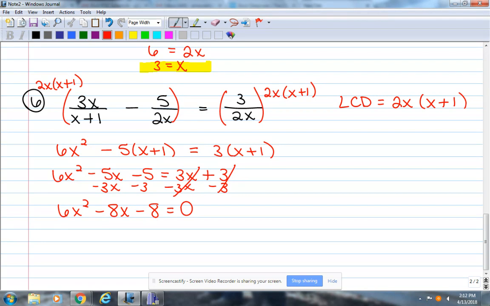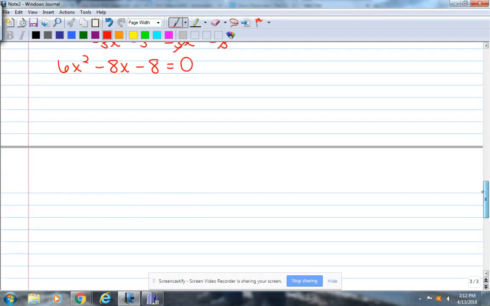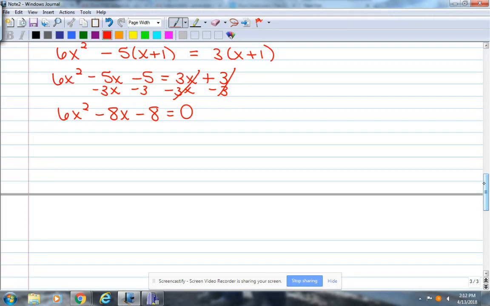And this next one, we're going to have to do factoring. And if you notice, it's a trinomial with the leading term not a 1, so you have to do it the long way that we learned way back in the day. It's first times last. So we're going to make our table. Multiply to get first times last: 6 times negative 8 is negative 48. And add to get negative 8.